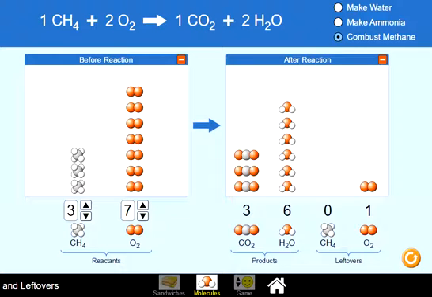The way that I would interpret that is think of it like a recipe. I need 1 mole of CH4. I need 2 moles of O2, and that's going to form 1 mole of carbon dioxide and 2 moles of water. And so let's just look at these individually.